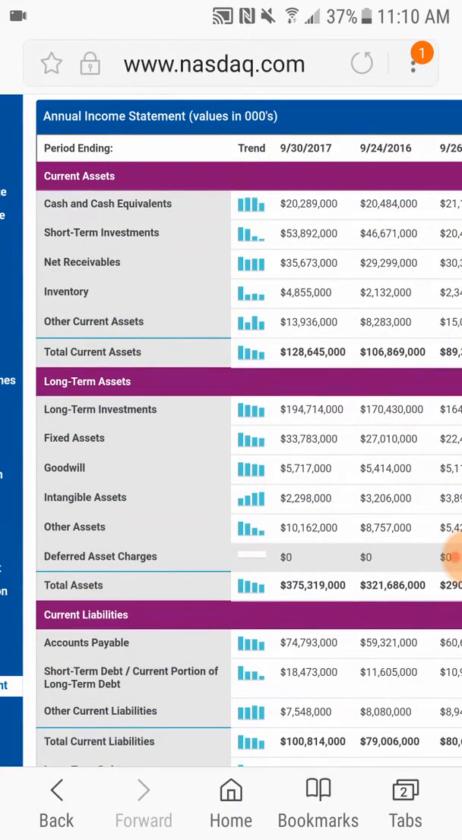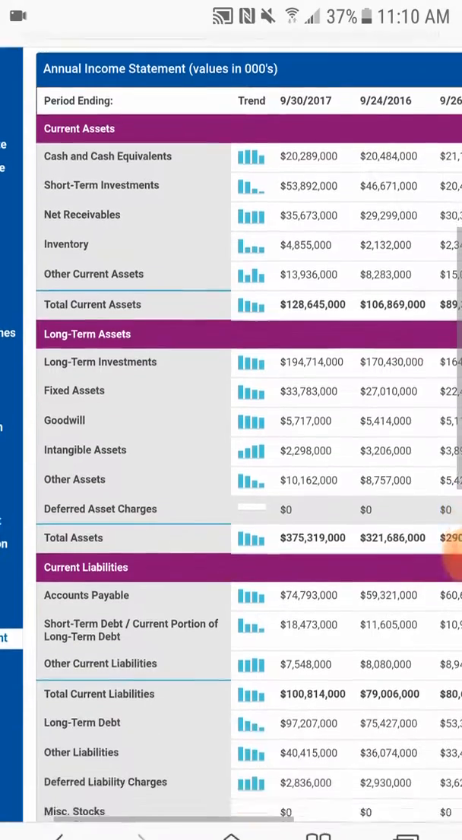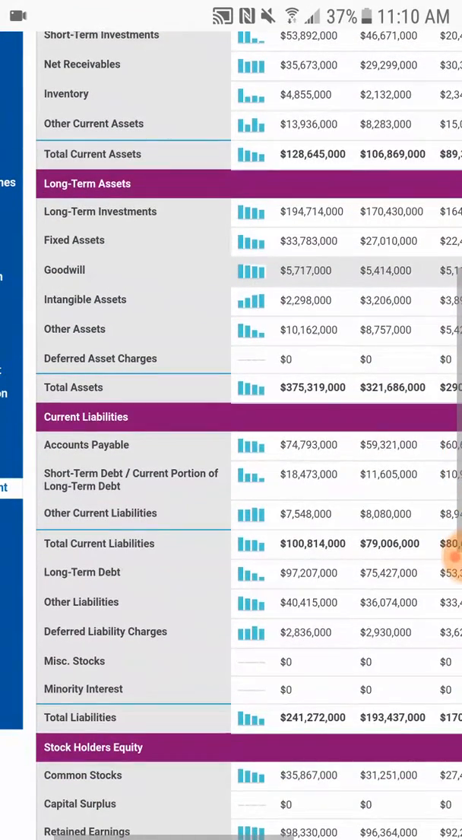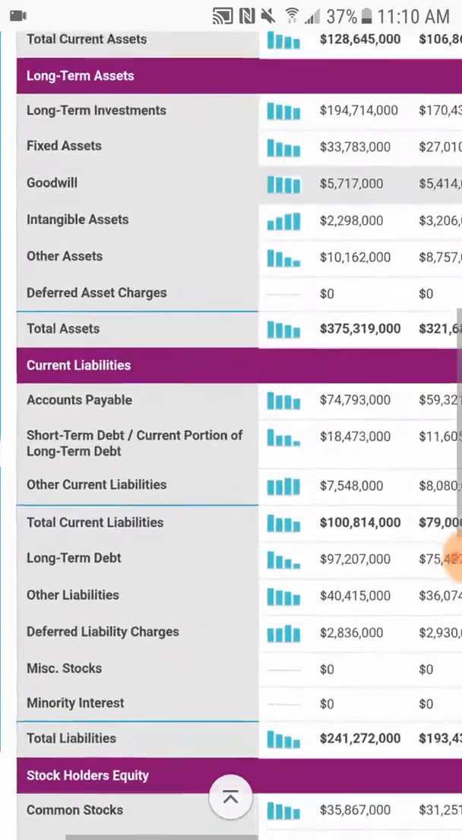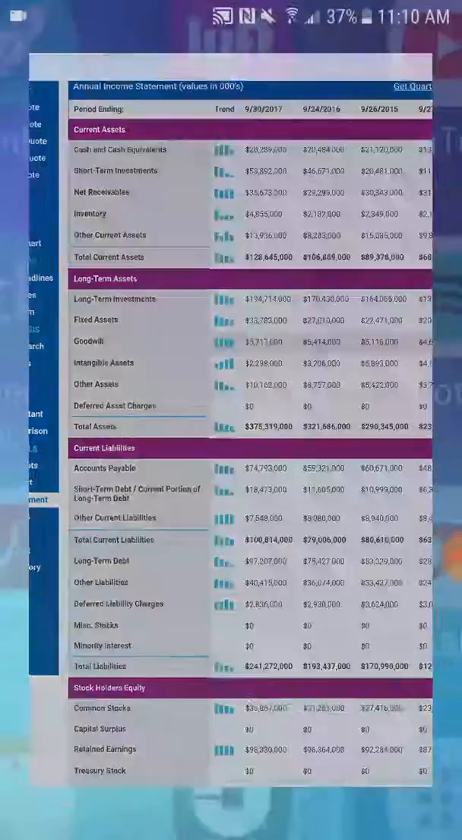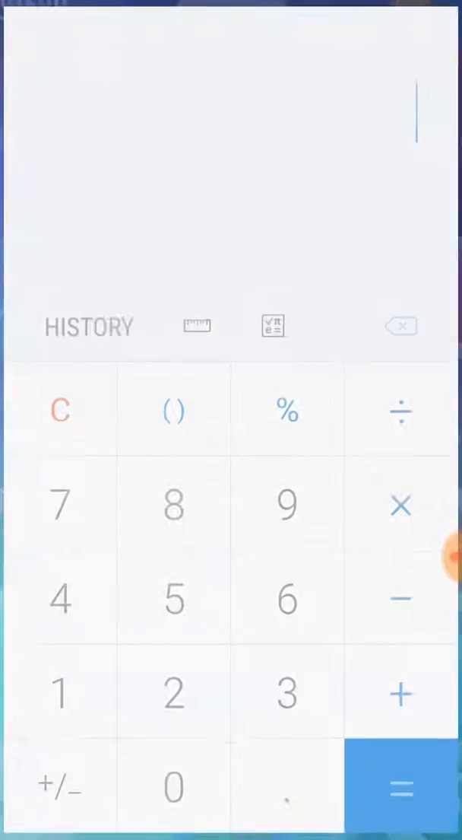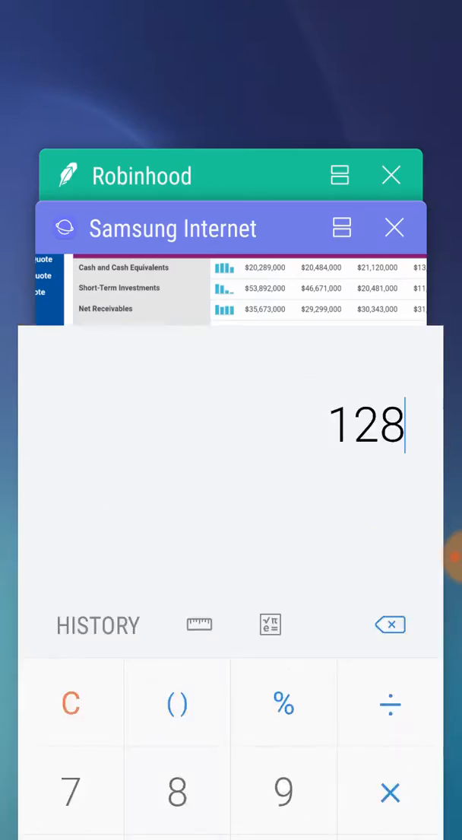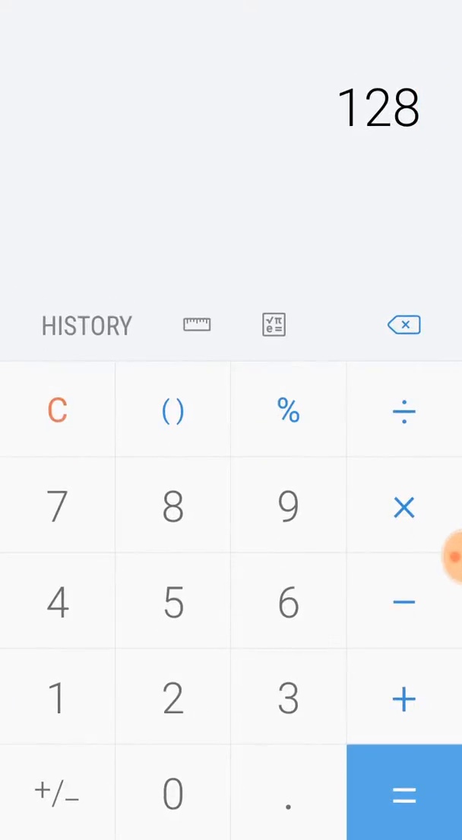Now, how do you do that? First up, let's look at total current assets. We have 128 billion, and then we can compare that to the total current liabilities, which is 100 billion. So if we go ahead and go to the calculator, 128, I do believe, right? Yep. Over 100. That's 1.28. That's about 1 1/3 higher total current assets than they have liabilities.